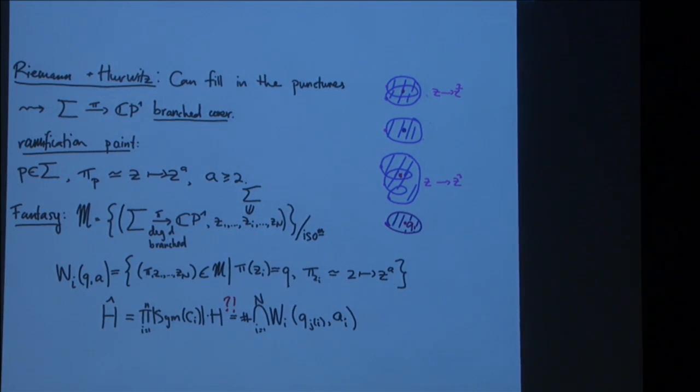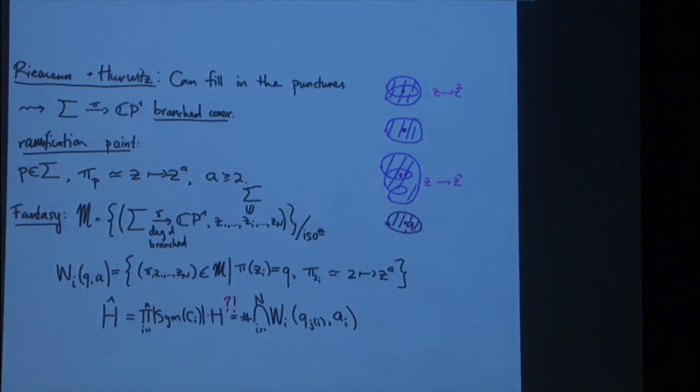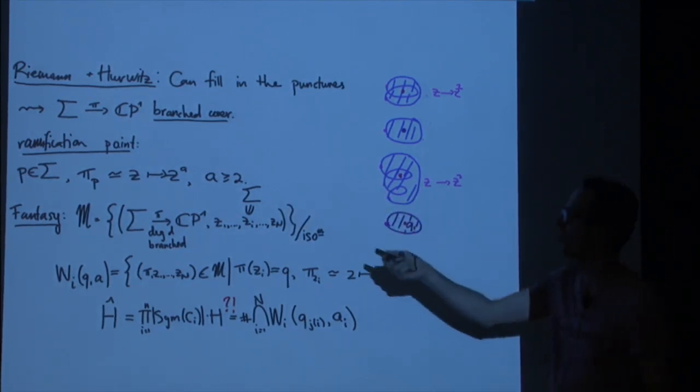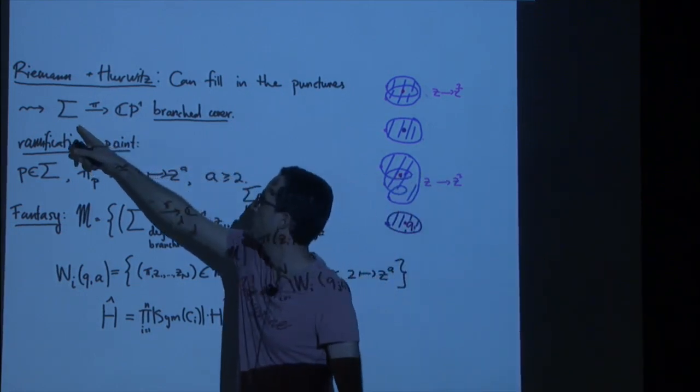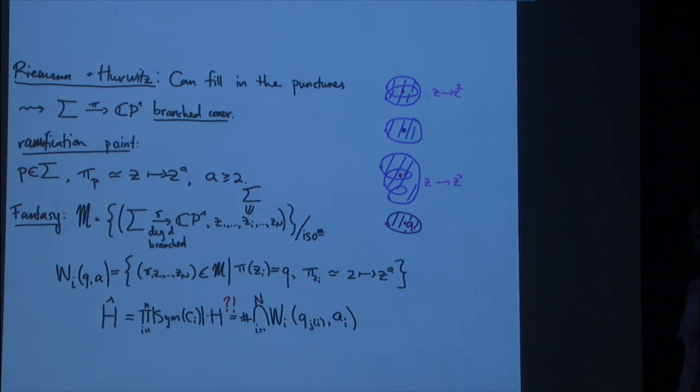OK, so the next thing you could notice, or Riemann and Hurwitz noticed at the turn of the century, is that you can fill in the punctures. So you start from a cover as before, and now you get something called a branched cover, which is basically a holomorphic map from a closed but possibly disconnected Riemann surface Sigma to CP1, which is not constant on any of the connected components.